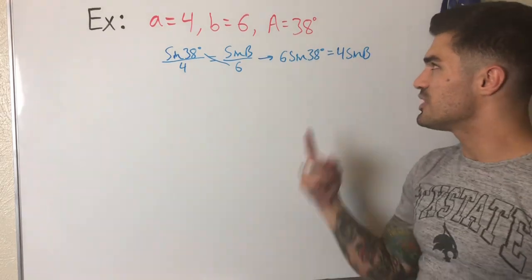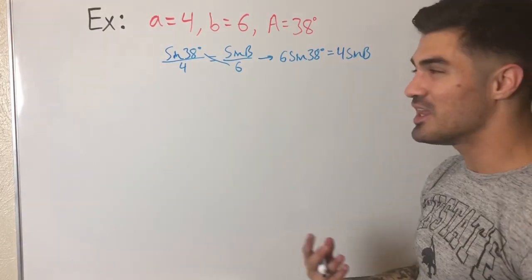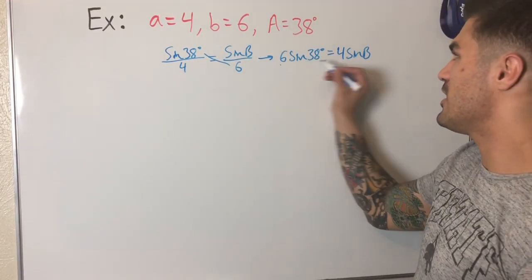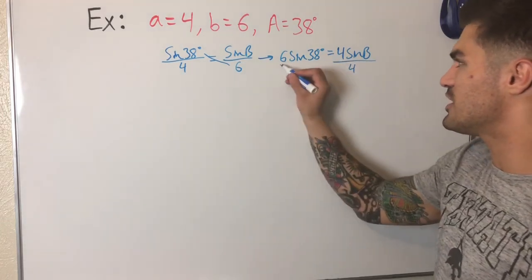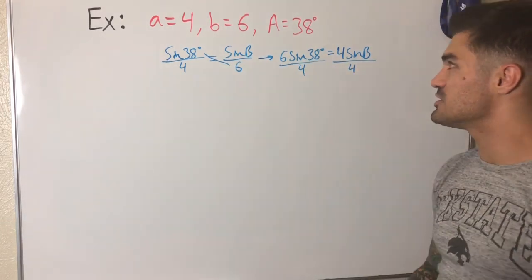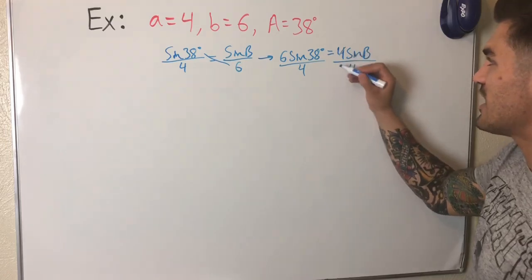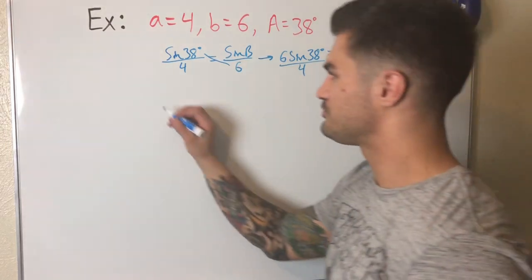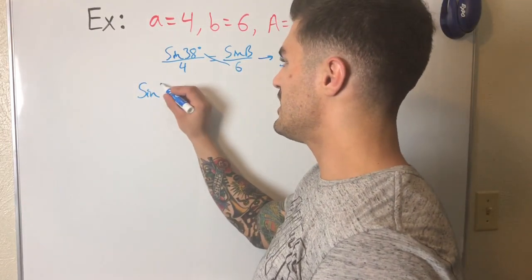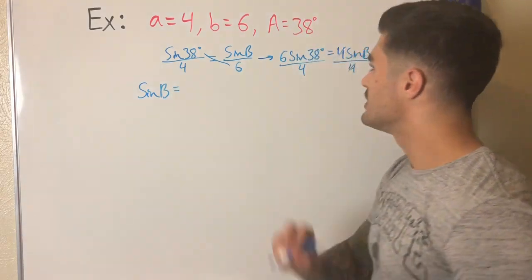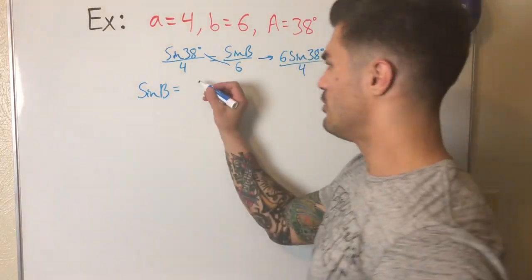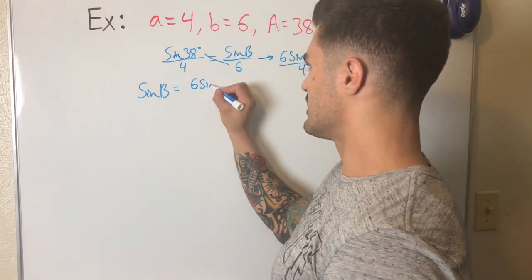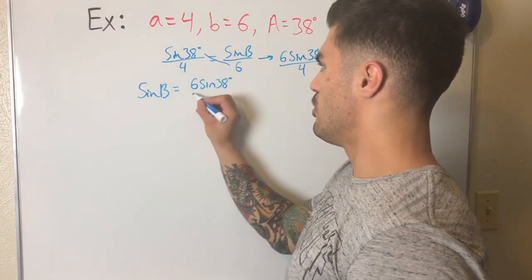So again, I want to isolate sine B so I can take the inverse of both sides and solve for angle B. So what I'm going to do here is divide both sides by 4. That's going to isolate my sine B. These 4's will cancel. So now I have sine B equals 6 times sine 38 degrees over 4.